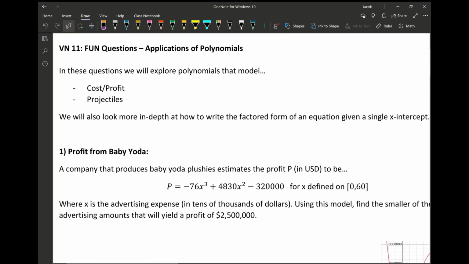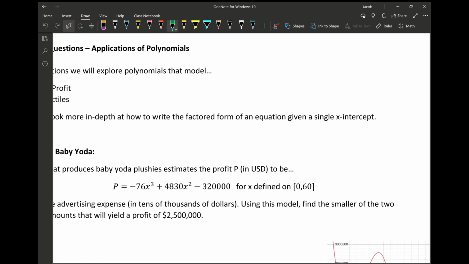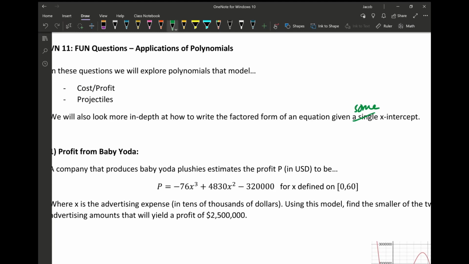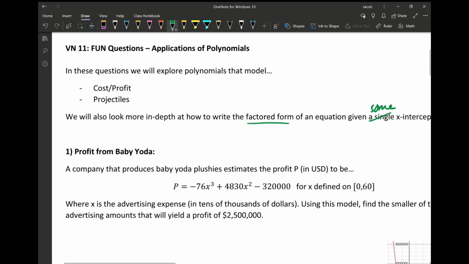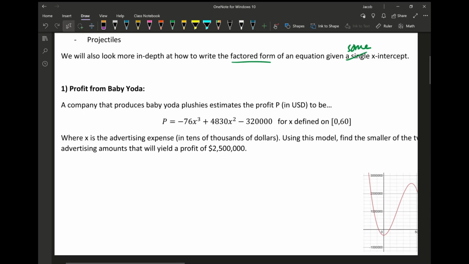We'll also look at these crazy polynomials where you'll be given some x-intercepts. You'll have to find the factored form of those polynomials. But first, we're going to look at this profit problem.